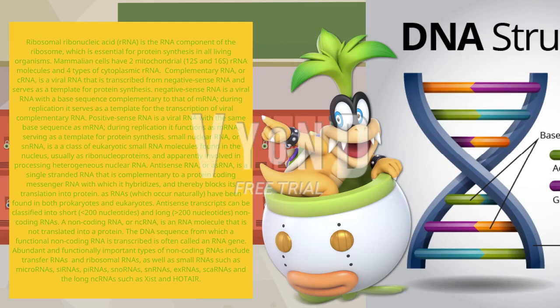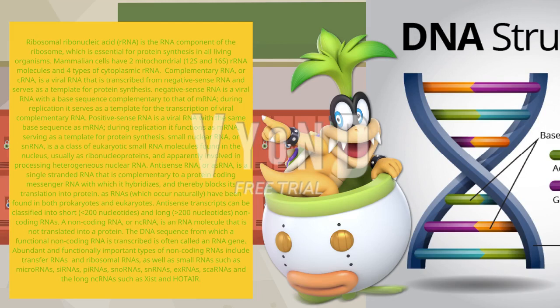Antisense RNAs, which occur naturally, have been found in both prokaryotes and eukaryotes. Antisense transcripts can be classified into short, under 200 nucleotides, and long, over 200 nucleotides, non-coding RNAs. A non-coding RNA, or ncRNA, is an RNA molecule that is not translated into a protein. The DNA sequence from which a functional non-coding RNA is transcribed is often called an RNA gene.